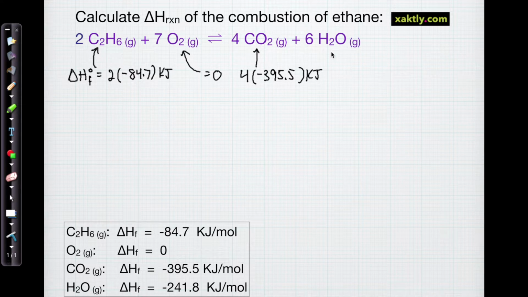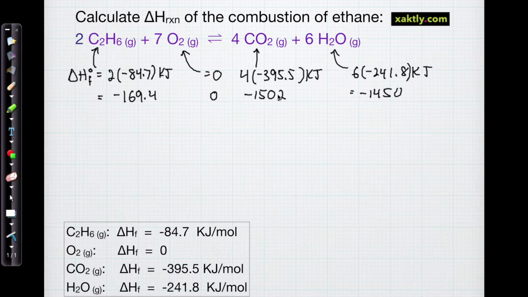We have 4 carbon dioxides and 6 waters, so we'll have to do some multiplication here before we're ready to calculate the standard enthalpy. Now I'll just multiply all those enthalpies out. And then the enthalpy of the reaction is just the sum of the standard enthalpies of formation of the products minus the sum of the standard enthalpies of formation of the reactants.